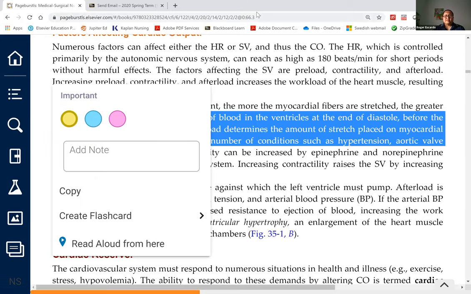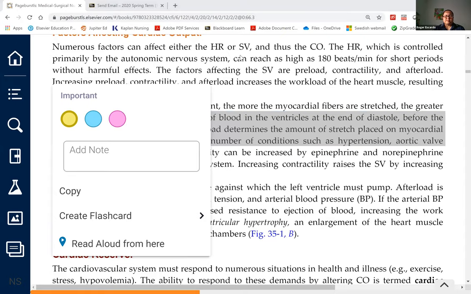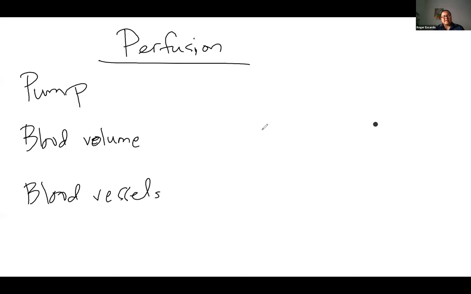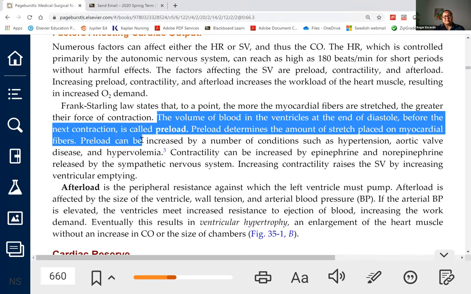Okay. So back here on the three elements of perfusion, to which element is preload referring to? Is it referring to the pump, the volume, or the vessels? This question is for everybody, not just Miss Allison. So based on the definition which Ms. Pryor just read, what is preload referring to? Your diastole. As far as the three elements of perfusion, which are the pump, the blood volume, and the blood vessels, which element is it referring to? Blood volume. Okay, very good.